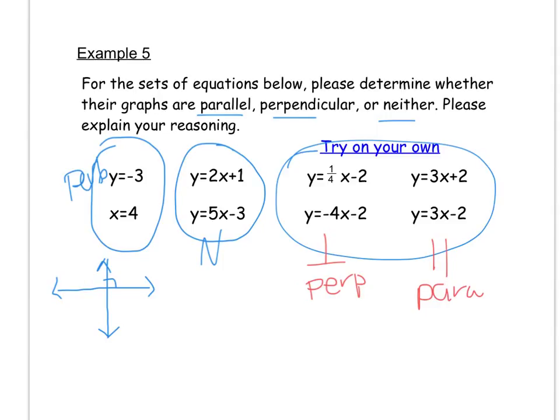Okie doke, I'm going to look at my slopes. So right here, I have a -4, and the opposite reciprocal of that would be 1/4. So this is perpendicular. Here, my slopes are the same, but my y-intercepts are different. So they're parallel. If the y-intercepts were the same, then they'd be the exact same line.